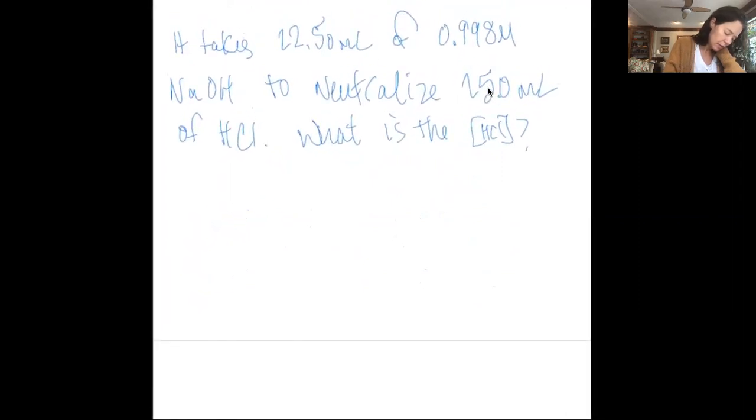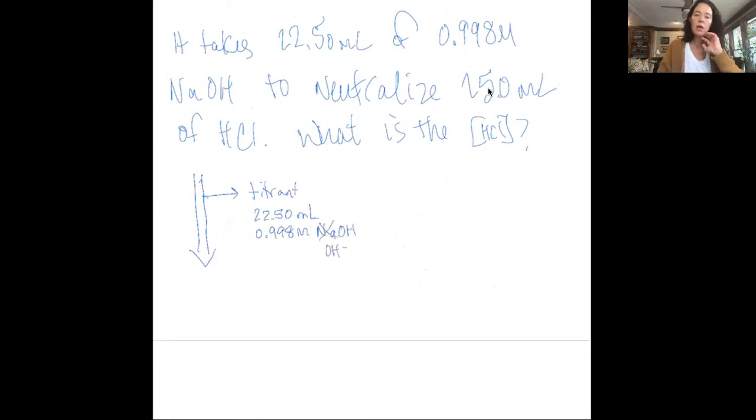Oh, I'm just thinking of some other things I need to talk about. Well, in here is my titrant. Once again, this will be my 22.50 milliliters of my 0.998 molar sodium hydroxide. And remember, the major species there is the hydroxide.